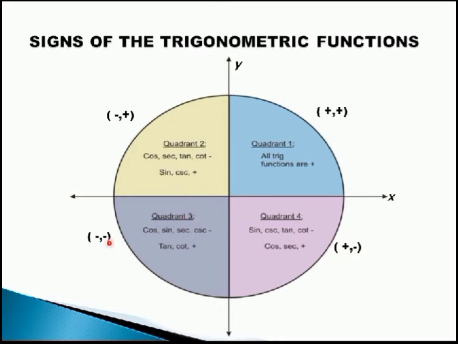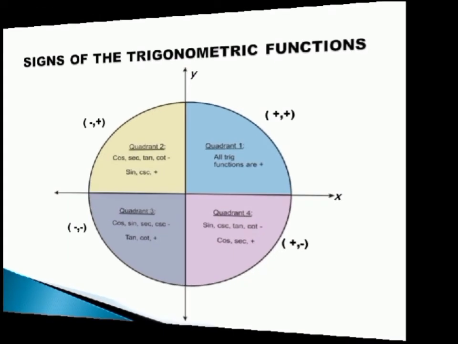In the third quadrant, where x and y are negative, all functions are negative except the tangent and cotangent. So the cosine, sine, secant, and cosecant are negative. Lastly, in the fourth quadrant, where x is positive and y is negative, all functions containing y are negative. So, meaning to say, only cosine and secant are positive, while sine, cosecant, tangent, and cotangent are negative.